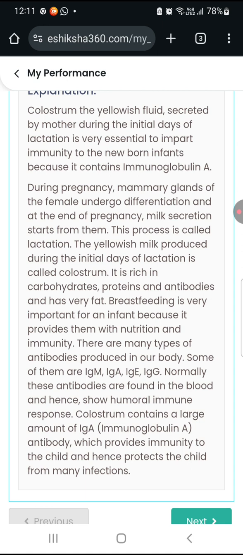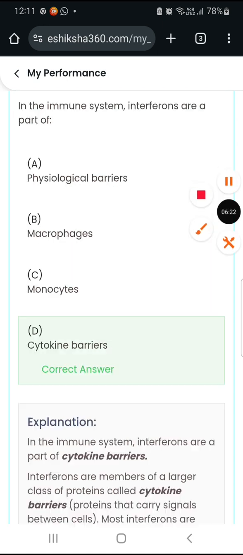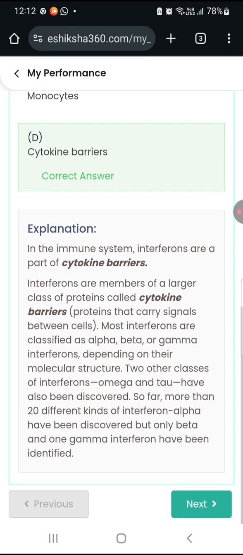child from many infections. In the immune system, interferons are part of the cytokine barriers. Explanation: in the immune system, interferons are a part of cytokine barriers. Interferons are members of a larger class of proteins called cytokines, proteins that carry signals between cells.